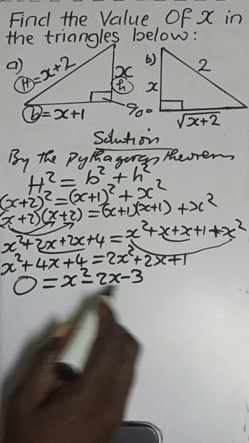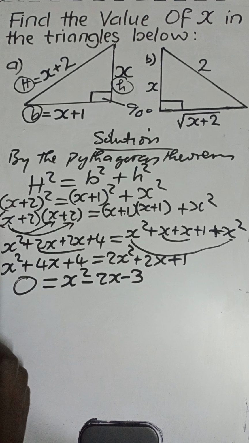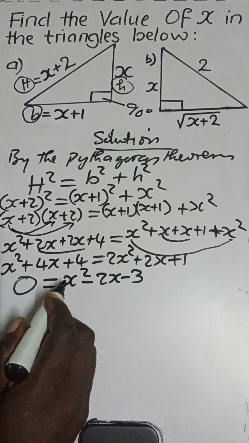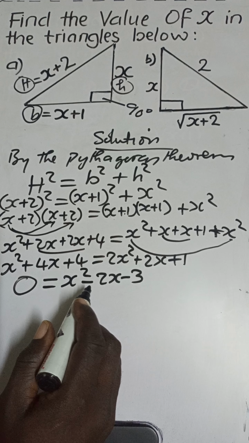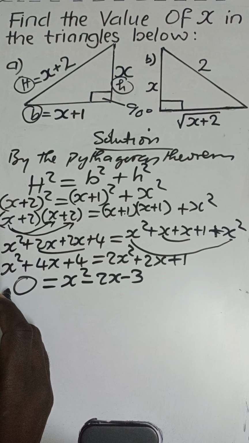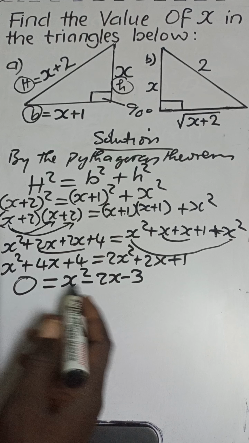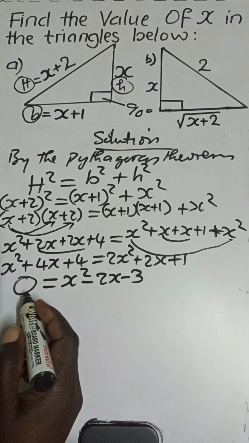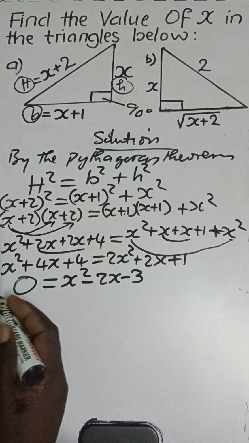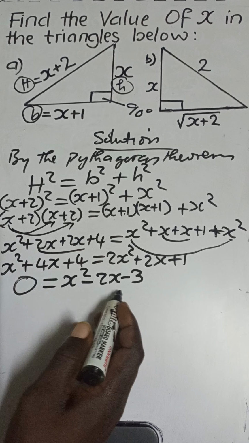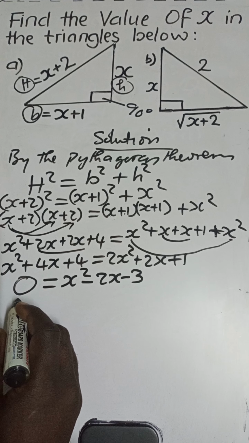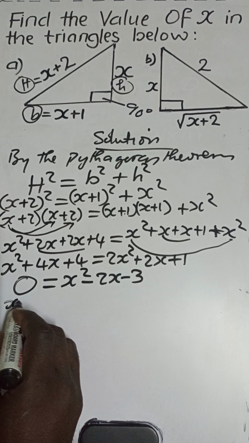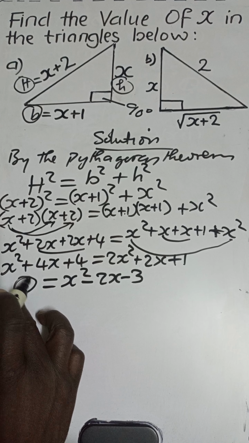It's a quadratic equation, so we expect it to have two solutions. Any polynomial of degree 2 must have two solutions. So we can use any of the methods in solving a quadratic equation, be it factorization method, using the formula, or completing the square. So let us use the formula method.